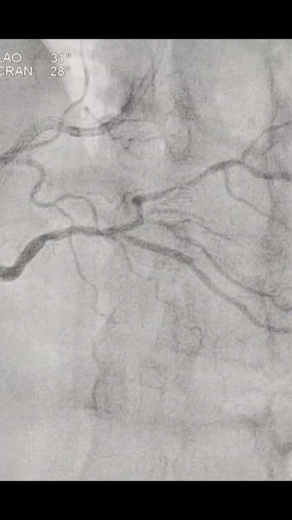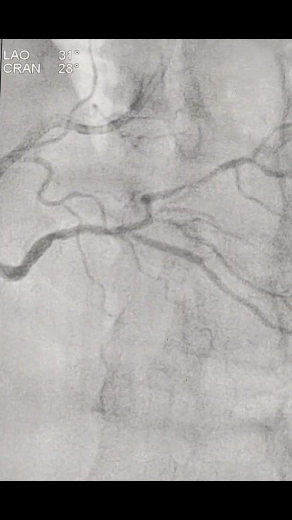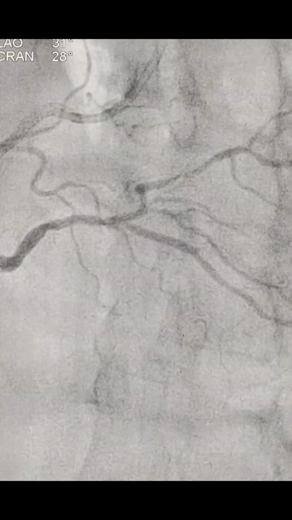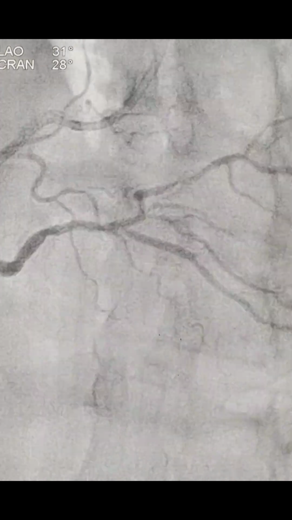You can see how the RCA was dominant, super dominant. You can see how large the PDA, PLV is, and you can see some haziness at the point of occlusion, and some haziness, probably thrombus, in the PLV, but that PLV is very small, almost 2, so we left it.